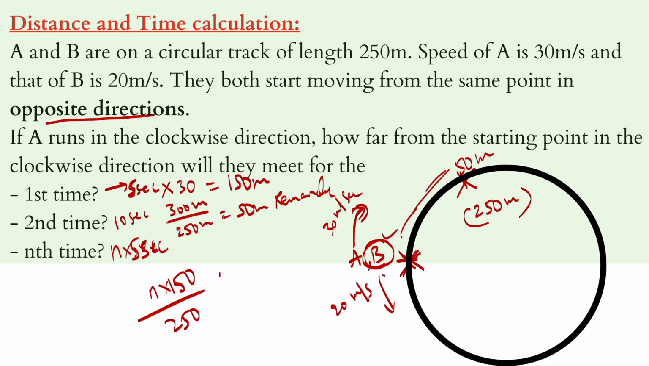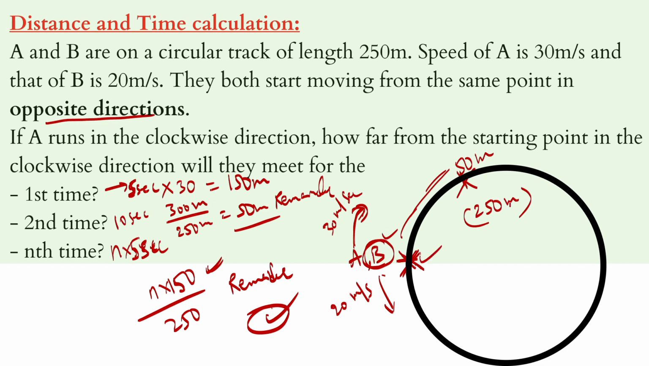So n into the distance covered, divided by the length of the track, will give us, for the nth time, the distance between the nth meeting and the starting point. So n into 150 by 250. Now the remainder tells us how far in the final lap B is. Now this 50 meters will tell us in the final lap how far B would have gone.